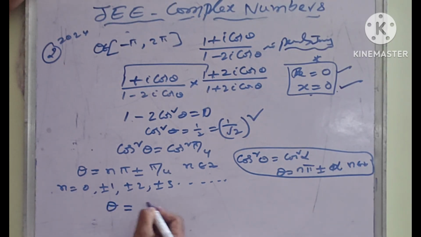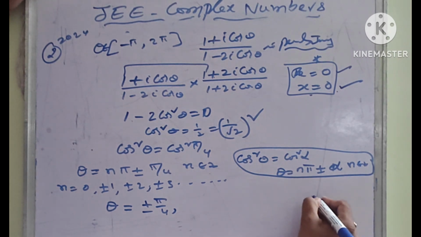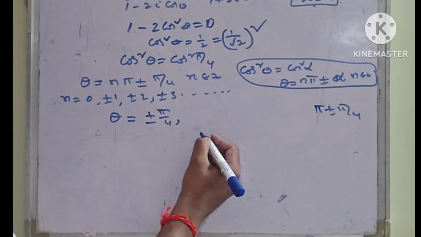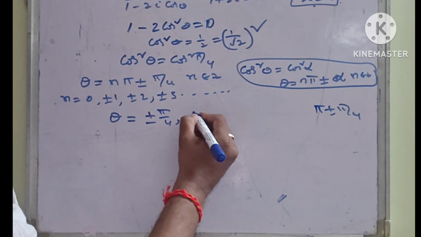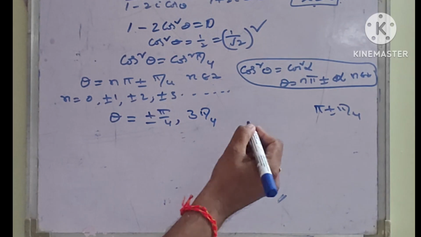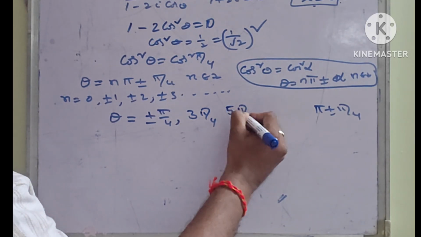Then theta is equal to, where n is 0, plus or minus pi by 4. So n is equal to 1. 1 means pi plus or minus pi by 4. Now the LCM is 4. So 4 pi minus pi, 3 pi by 4. So 4 pi plus pi, 5 pi by 4.